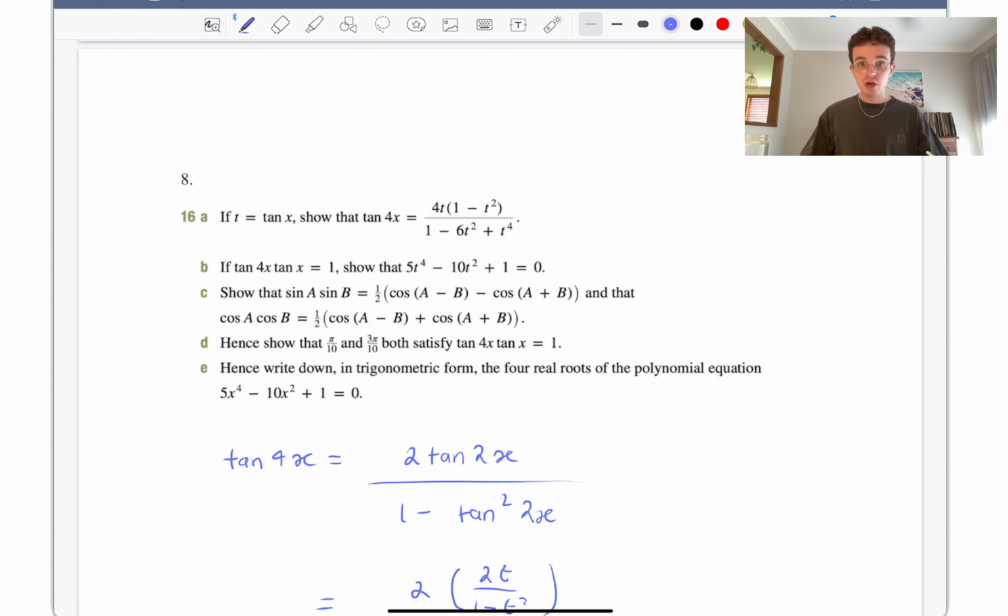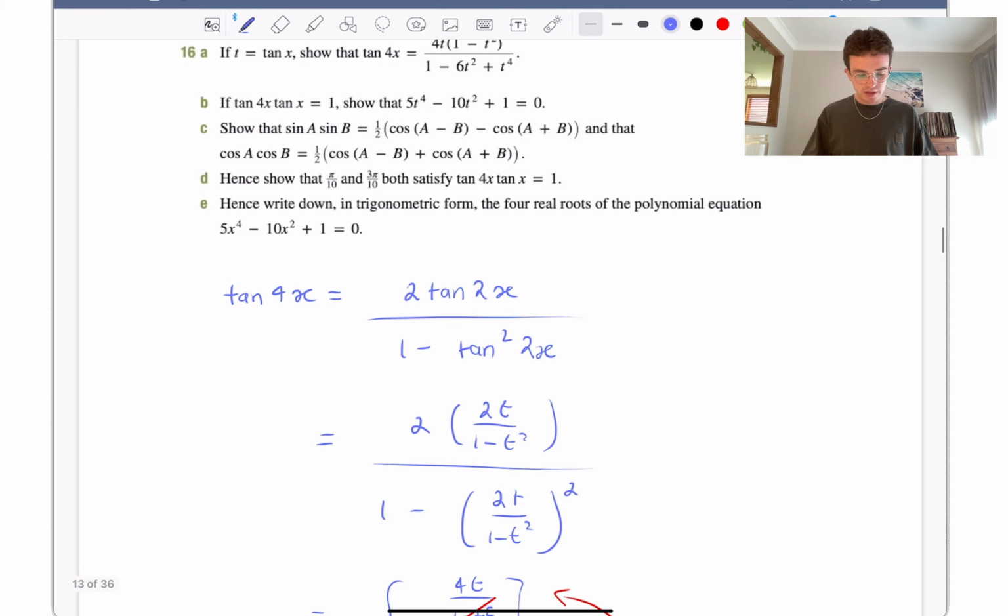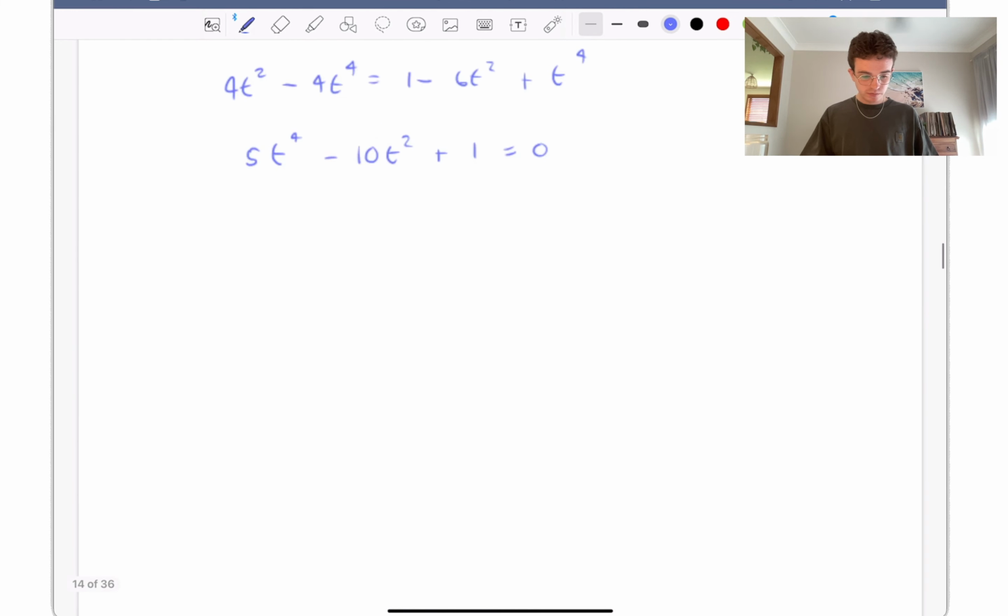I'm not going to show part C in this video. I'm hoping that we already know how to do that, and if not, I want you to have a go on your own at proving part C. We're going to skip to part D now. Hence show that pi on 10 and 3 pi on 10 satisfy those conditions there.